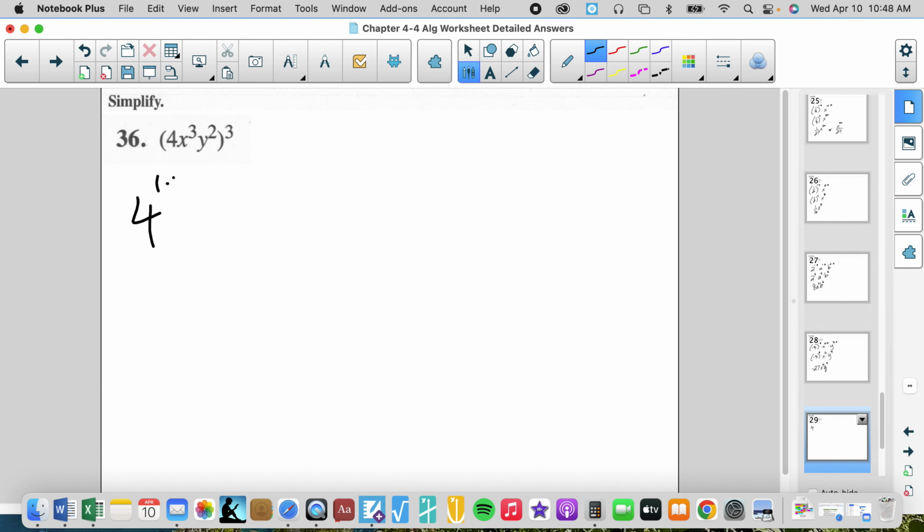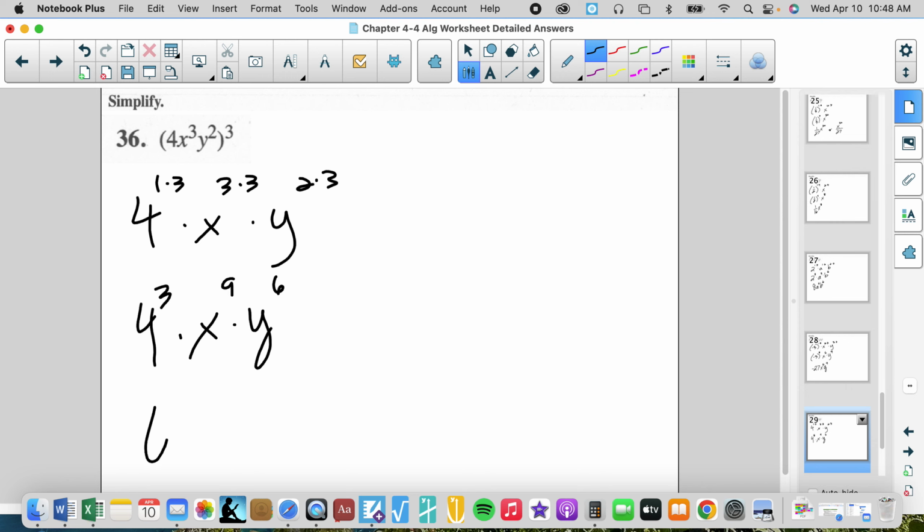This is 4 to the 1 times 3, x to the 3 times 3, y to the 2 times 3. 4 to the 3rd, x to the 9th, y to the 6th. 4 to the 3rd is 64, x to the 9th, y to the 6th.